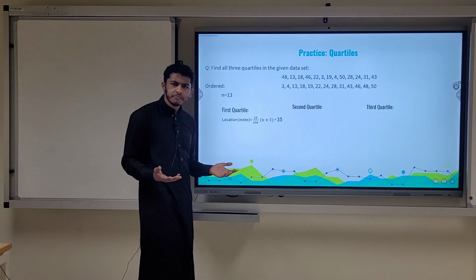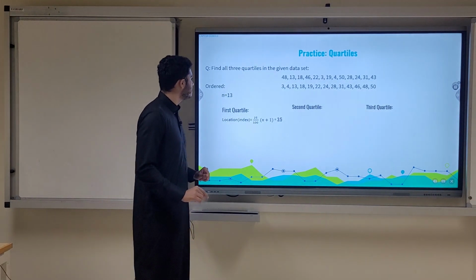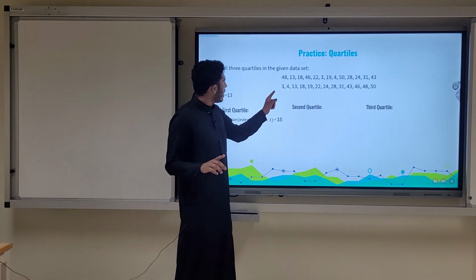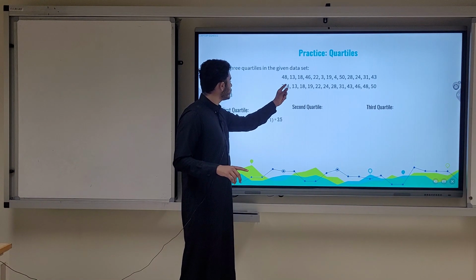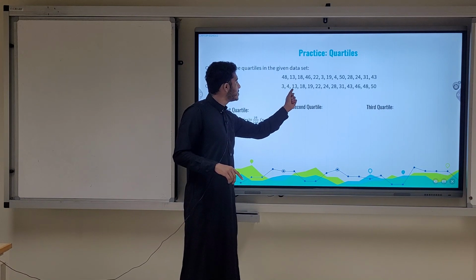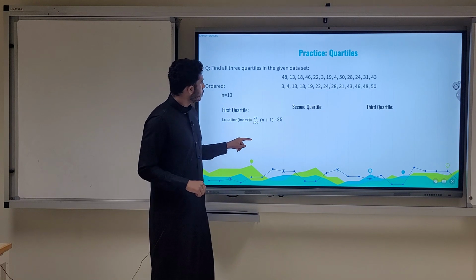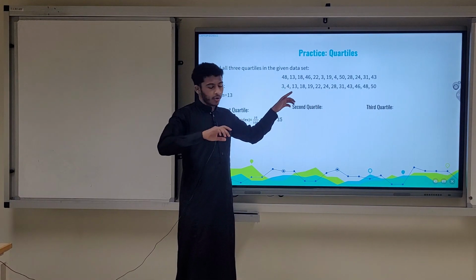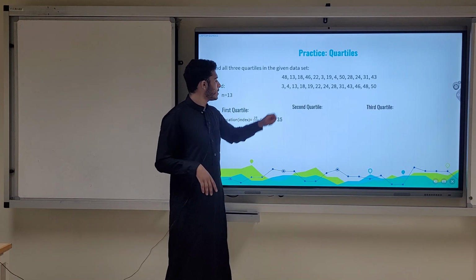So what does this mean? The first quartile is at the index 3.5. So we have to count 1, 2, 3.5. So it is here, between 13 and 18. We don't know it's 13 point something exactly, but we know it is somewhere between here.